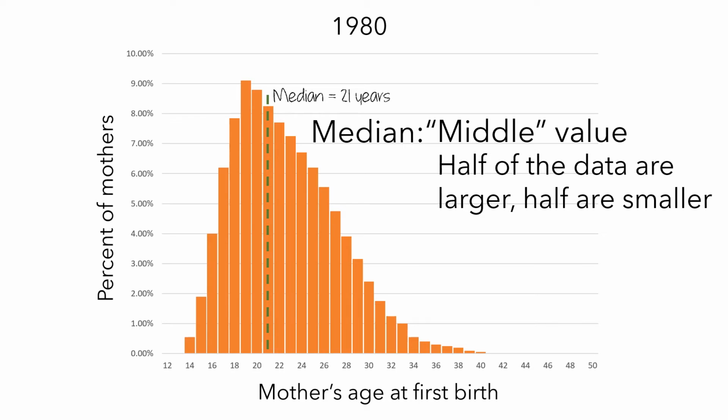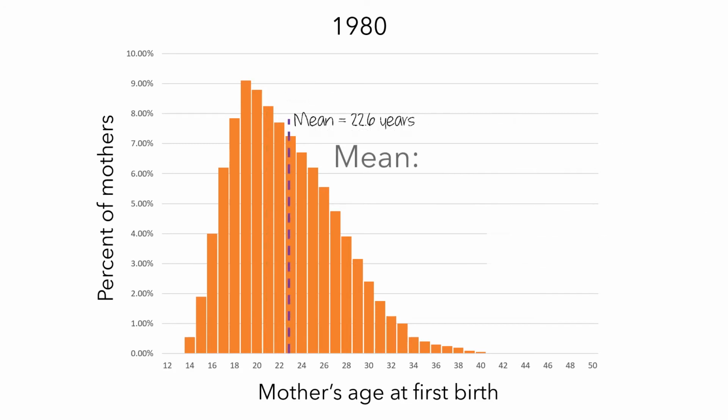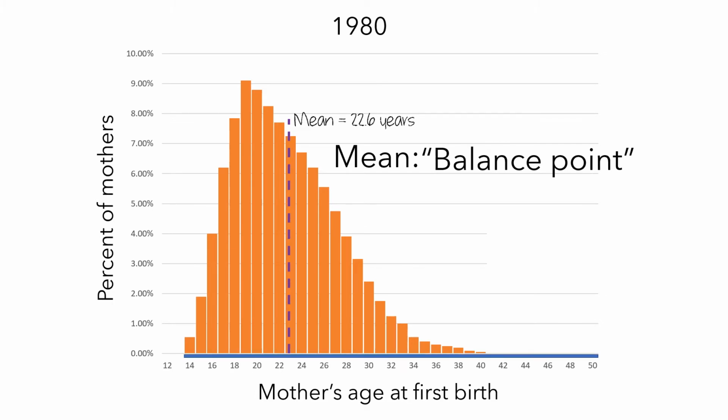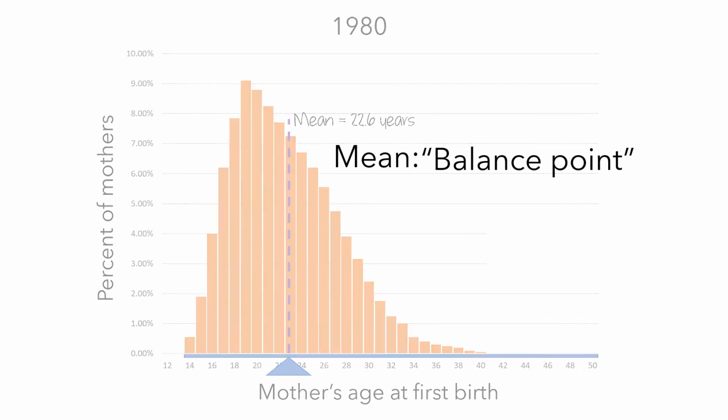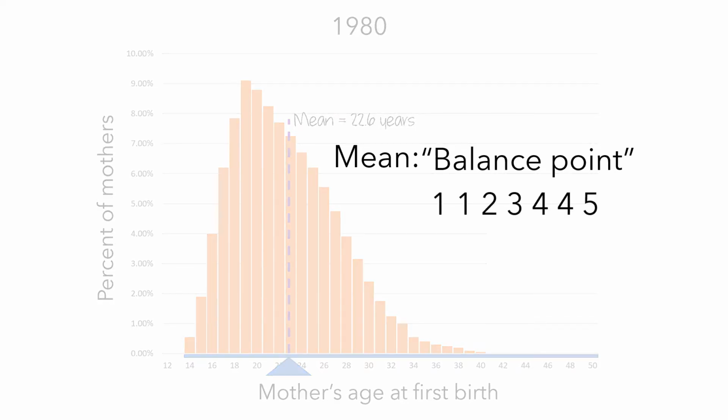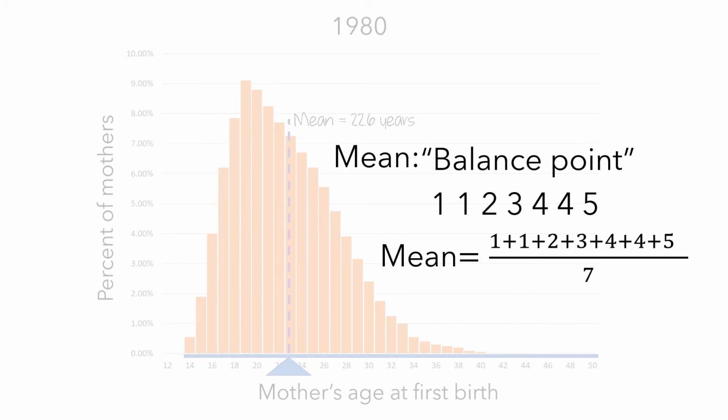Next, let's look at the mean. The mean can be thought of as a balance point for your data. That is, if you imagine that the histogram was a physical object and put it on a plank, then the mean is the place where it would balance. The mean is computed by adding up all of the values of all of the data points and dividing by the number of data points. For example, if these are the values in the data set, then you would compute the mean by adding all of these values and dividing by the number of values.